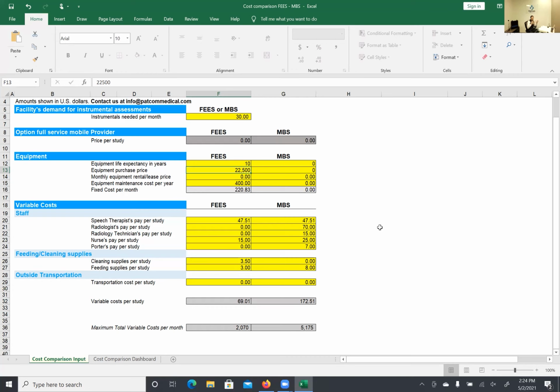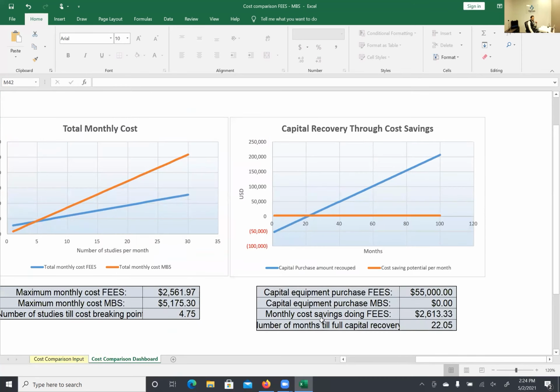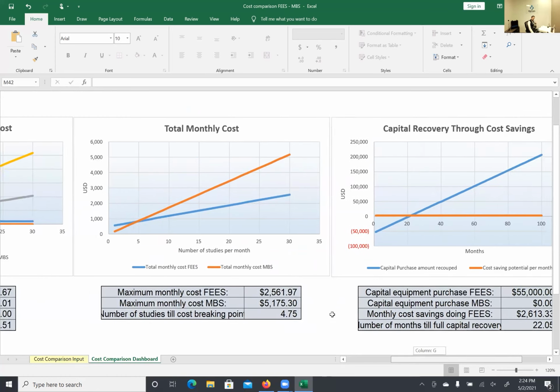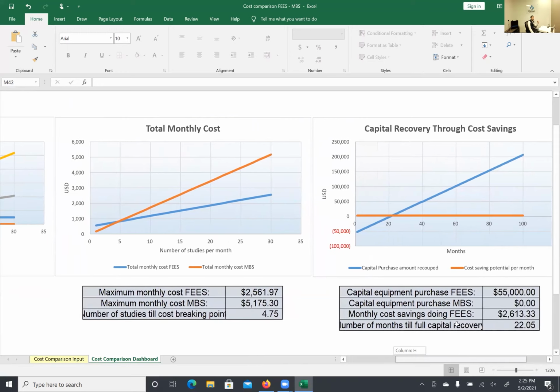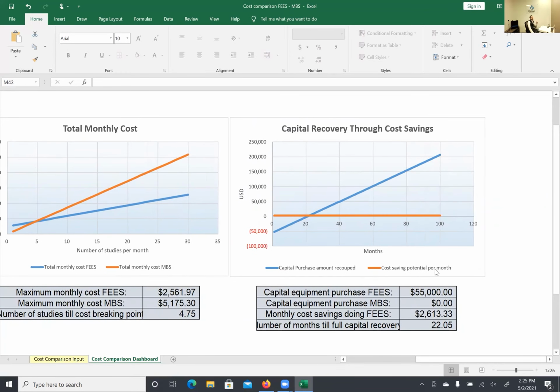So you can get a fees tower for $55,000. If I put that in here and see how that makes a difference, you'll see that now you need to do at least 5 every month. So only the 5th study every month will actually allow you to get to cost savings with fees. And the capital recovery through the cost savings, it'll take you 22.05 months to pay for the equipment.